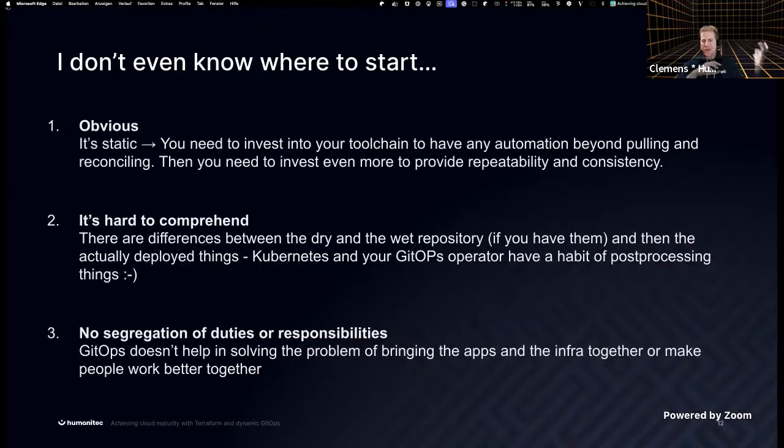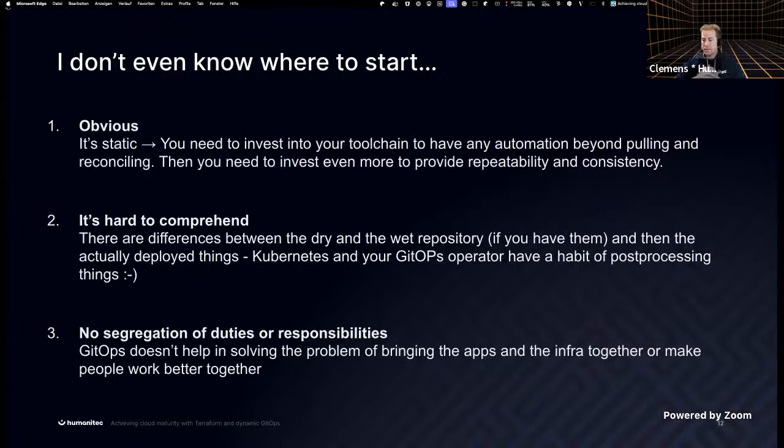So there are differences between the dry and the wet repository. So the dry repository where things are just a description. The wet repository, if you have that, where things have been actually reconciled to, but not yet reached the state where all of the machinery has worked on it. So Kubernetes and your GitOps operator have a habit of post-processing things heavily, all of the time, you might say. There's a reason why it's called a desired state checking loop. It comes around every so often, and every time it comes around, there might actually be changes.